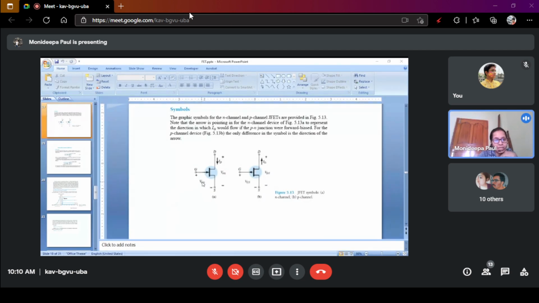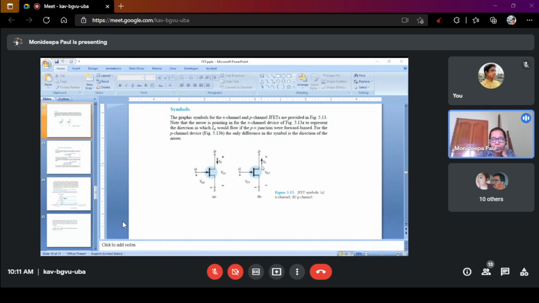Negative terminal of VGS is connected to the gate and positive terminal of VGS is connected to the source. Okay, gate is negative. In case of N channel, this is the N type material, this is the N type material, this is the P type material. So this is positive and this is negative. Okay, this is the symbol of N channel FET, and this is the symbol of P channel FET.